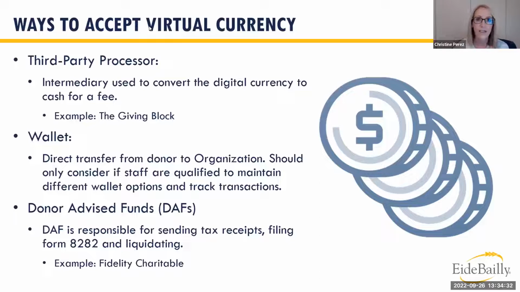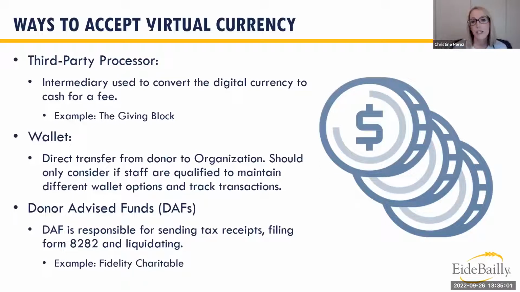Giving Block or a similar type of third-party vendor would then convert the cryptocurrency within seconds or at least within minutes to cash on behalf of the charity. Then they remit the cash directly to the organization's account, or what's called our wallet, less the service fees. A lot of these third-party vendors do provide all of that back-end infrastructure and expertise in management of the digital assets on behalf of the organization.